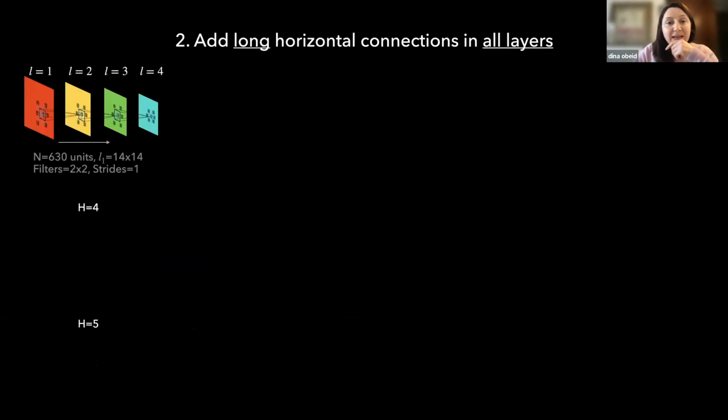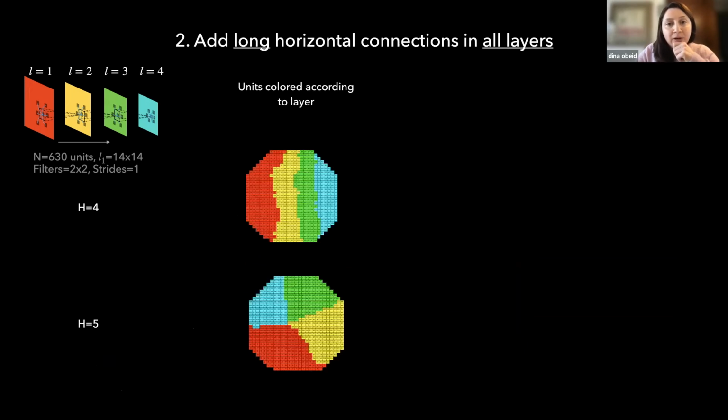Let's take an extreme case where I have long horizontal connections, and by long, I mean relative to the size of the layer. So let's take long horizontal connections, two cases, colored according to layer, and now I see a strong organization by layer. Units in every layer now try to clump together, because there are a lot of horizontal connections. Each unit is connected to a lot of units from its own layer. And you see this strong organization by layer.